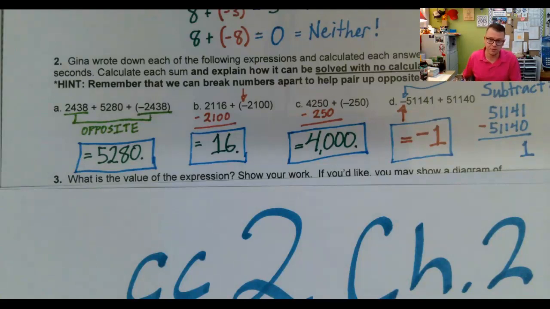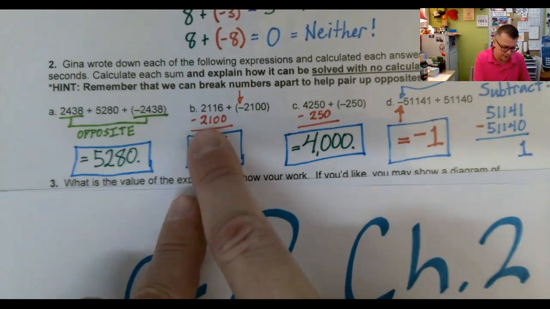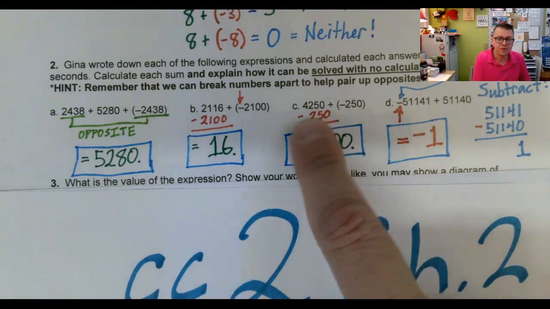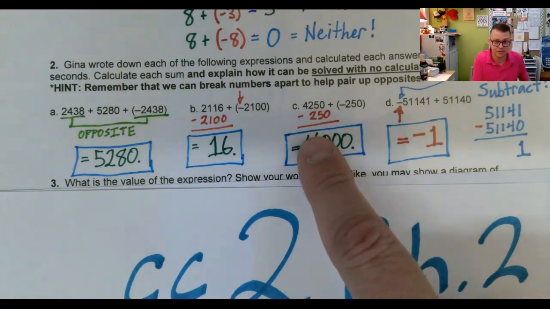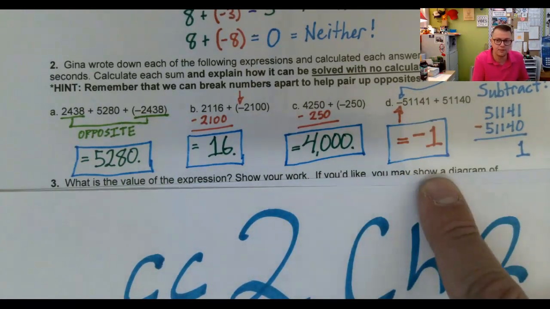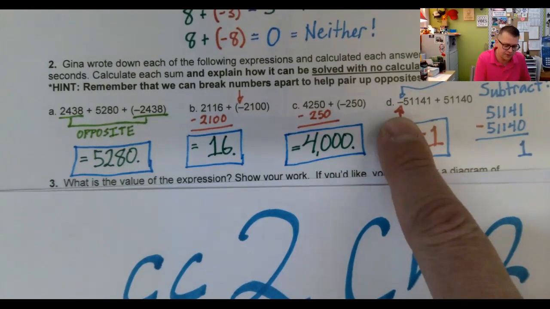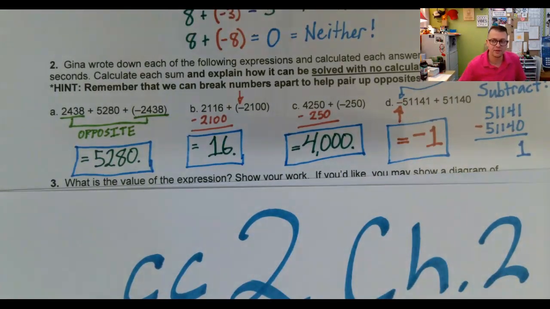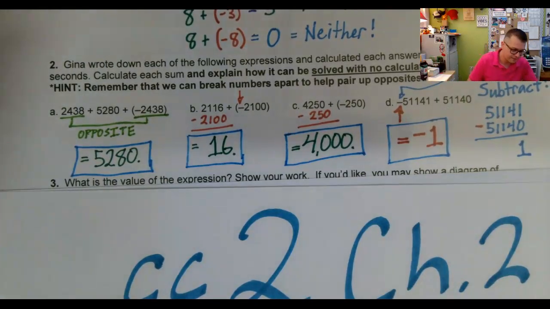Same thing with positive 2100 and negative 2100. So if I break my 2116 up into 2100 and positive 16, then I can just say, all right, this positive 2100 cancels out with this negative. Boom, 16. Same thing with the 250 and the negative 250. Break apart your 4250 and we end up with positive 4000 and a big trap door that a lot of people fell into. The negative is the bigger one over here. So yes, when we subtract, we're going to get 1, but we got to put the negative back on because that is the larger value there.